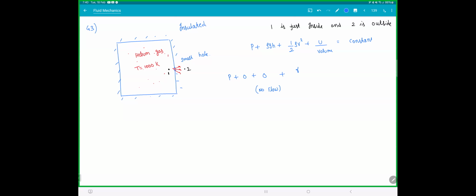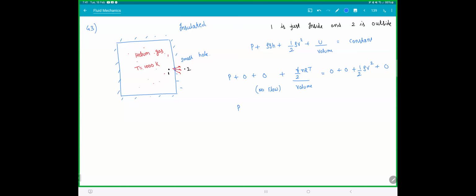Internal energy is F by 2 nRT, that comes from KTG, divided by volume. Outside pressure is 0 because it is vacuum. Height is 0. The kinetic term is half rho V square, which is what we need to find. Internal energy is 0 because in vacuum temperature is not defined. Is that equation clear, everyone?